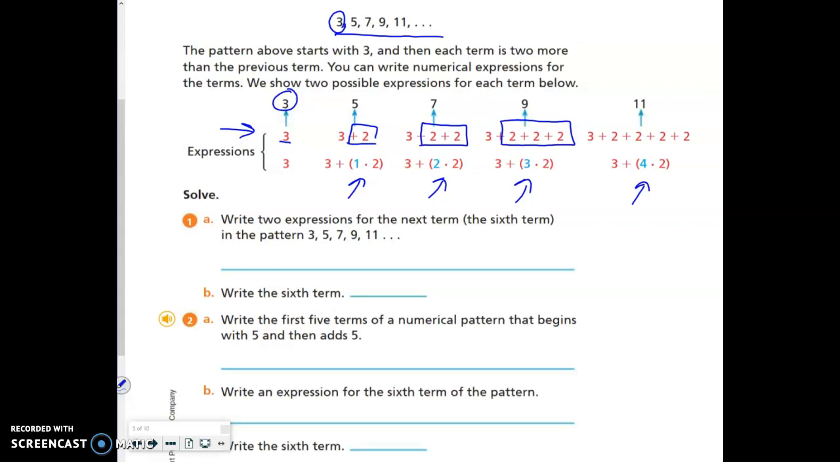Now, if we know our order of operations anyway, we would always start with the multiplication, because in PEMDAS, parentheses, exponent, multiply and divide comes before add and subtract. So we always would, but I think they're emphasizing the point here by putting those multiplication problems inside the parentheses.